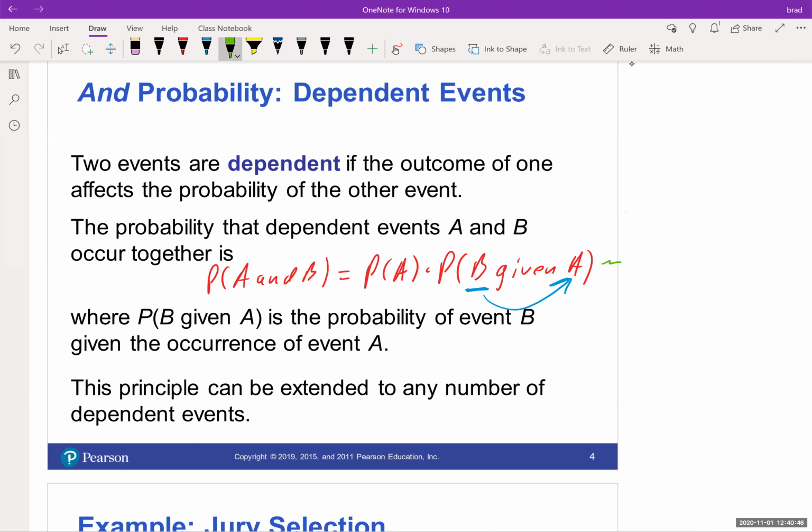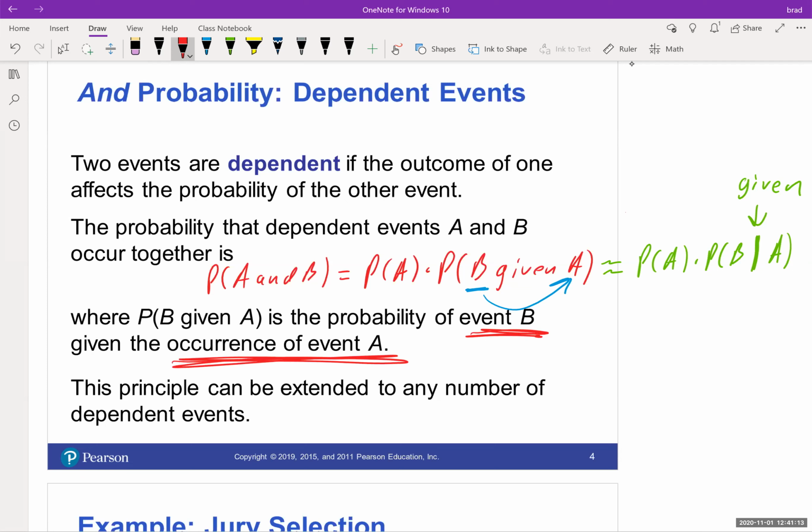So I like to write it like this: probability of A times probability of B, and then I do this little line, given A has already occurred. This line right here means given. So the probability of B given A has already occurred. I'll write that a lot in the notes, or if you talk to me in class, where probability of B given A is the probability of event B occurring given that A has already happened.